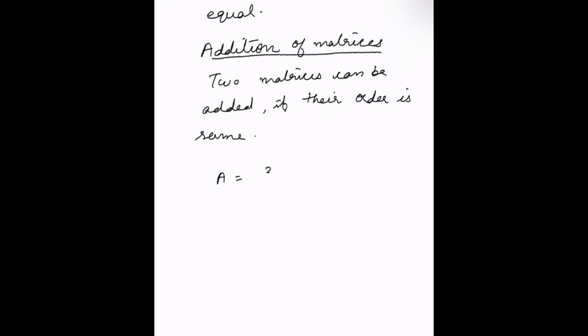A is equal to 3, 1, 2, 6. And B is equal to 2, 1, 2, 3, 2, 3. If the question is find A plus B, will you be able to find A plus B? No. Why? Because their order is not the same, different order. So what is the order of A? Order of A is 2 by 2. What is order of B? 2 by 3, or number of rows is 2, number of columns is 3.